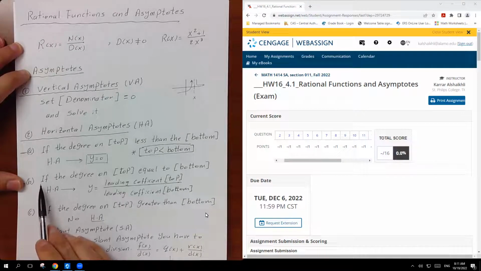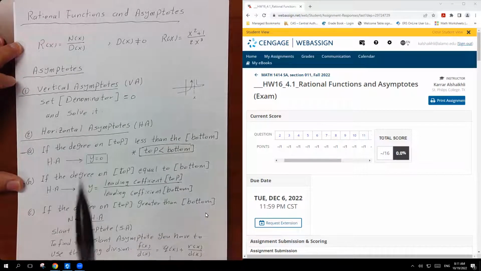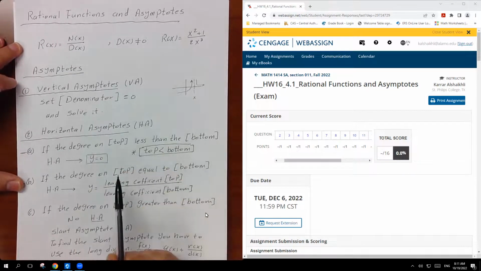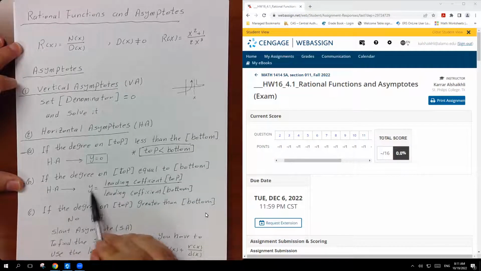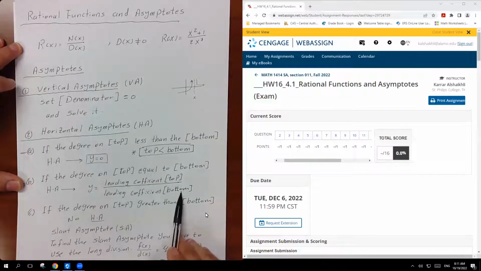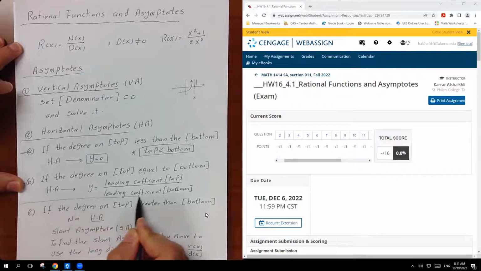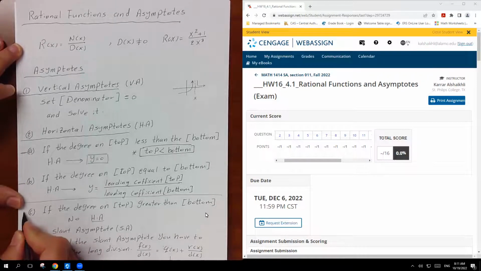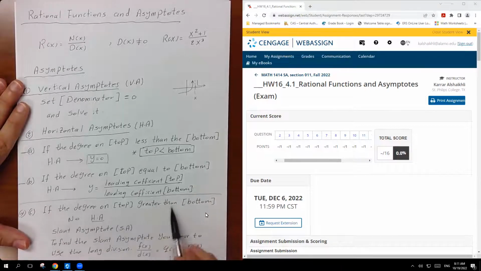The second case: if the degree on the top is equal to the degree on the bottom, that means the highest exponent on the top is equal to the highest exponent on the bottom. In this case, the horizontal asymptote is y equals the leading coefficient on the top over the leading coefficient on the bottom. But there is a third case which is different. If the degree on the top is greater than the degree on the bottom, in this case, there is no horizontal asymptote.